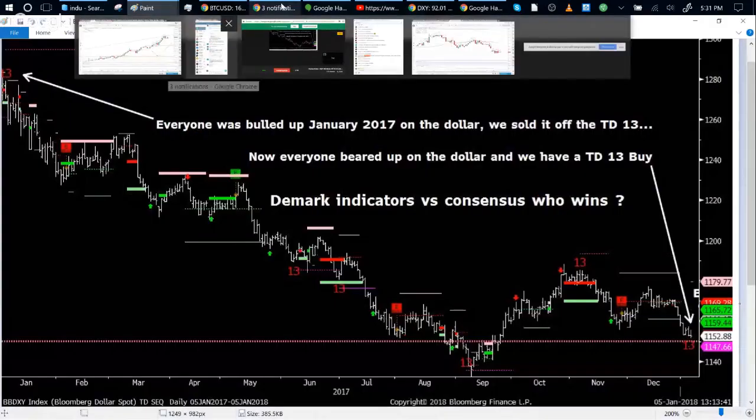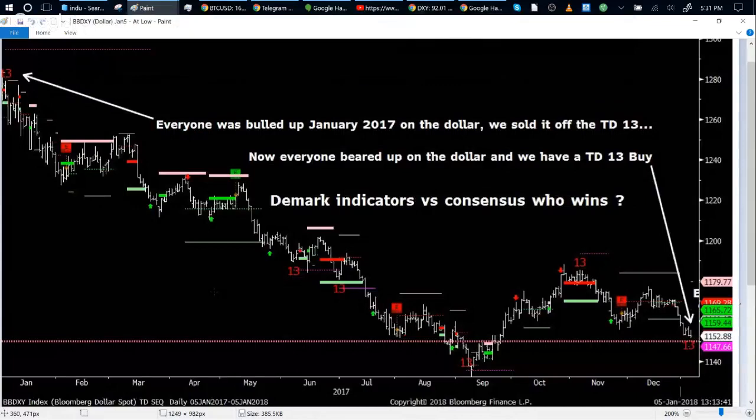Probably shouldn't have been showing you guys this. Watch, I'm gonna get banned from some proprietary lists, but I have no choice because I don't have access to the BBDY ticker. I have access to the DXY ticker through TradingView, but TradingView doesn't seem to have the BBDY ticker, which is the Bloomberg dollar spot and not the traditional dollar spot.